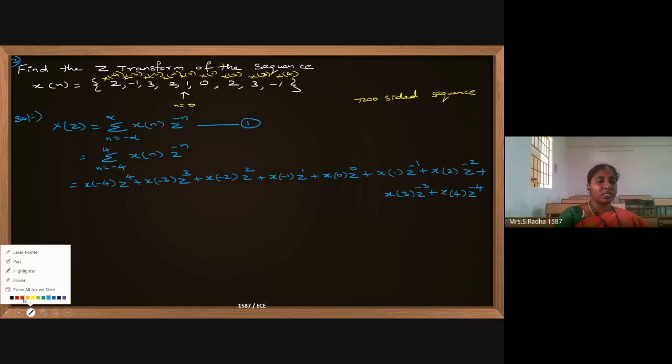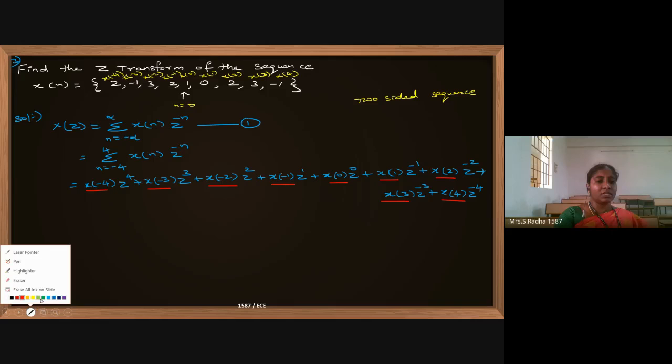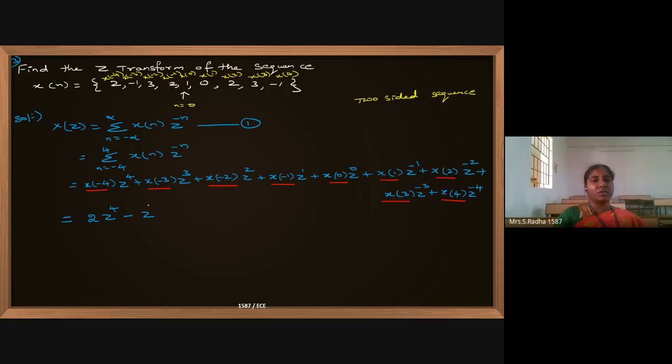And from the given question, we have the values of x of minus 4, minus 3, minus 2, minus 1, 0, 1. All these values are available in the given question. So directly I will substitute that, simplify if required. Any zeros are there, only those terms we can directly avoid. 2 into z power 4, minus 1 into z power 3, 3 into z square, then 2 into z power 1. Okay, x of 0 value is 1.